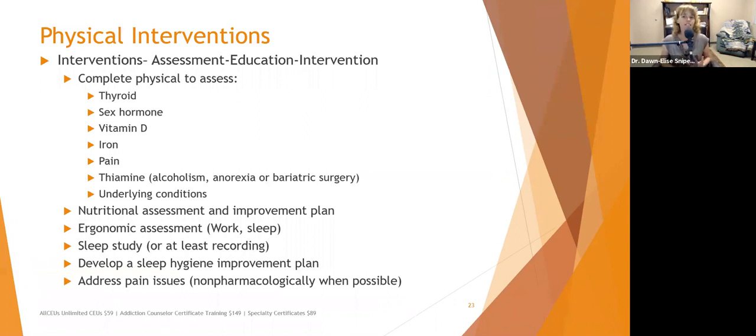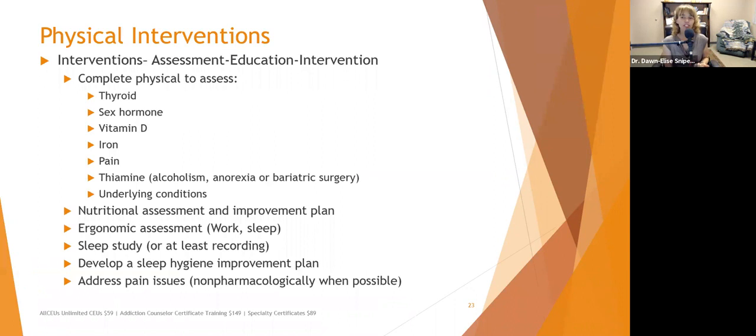Ensure they get a complete physical that addresses their thyroid function, their sex hormone levels, vitamin D levels, their iron, their pain levels, causes, threshold, their thiamine levels. People who are alcoholic, anorexic, or who have had bariatric surgery are at high risk for a thiamine deficiency, which can lead to something called Korsakoff syndrome, which vaguely resembles dementia. Once the thiamine levels are corrected, a lot of times their memory will improve again. And the physical also needs to address underlying conditions that may be causing a dysfunction in this body system.